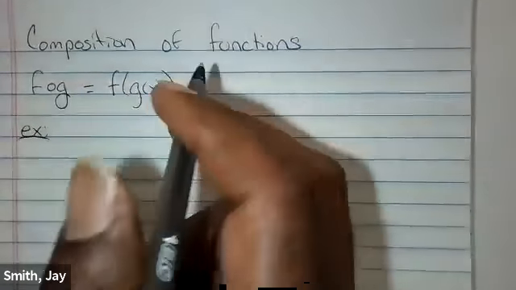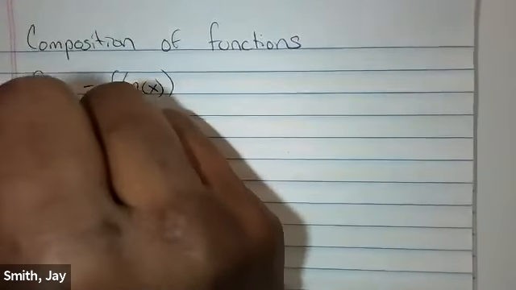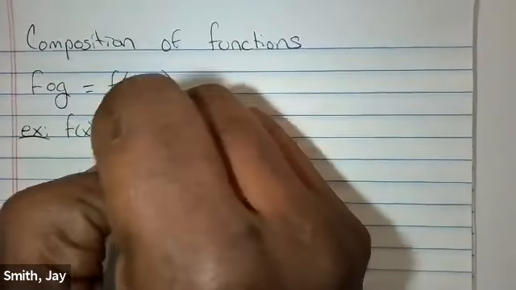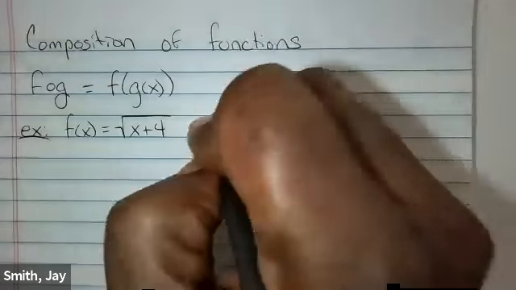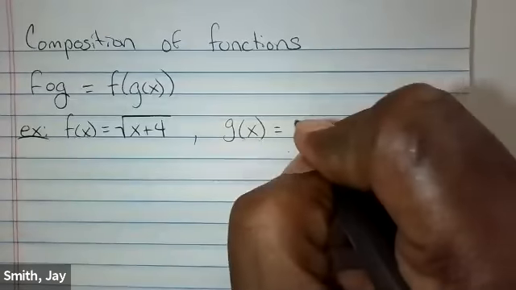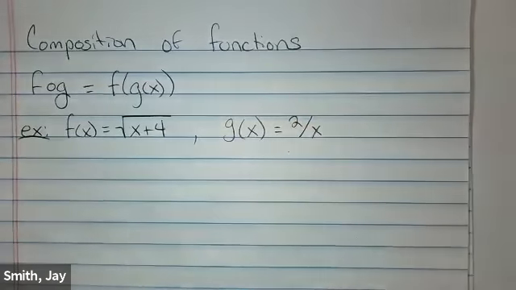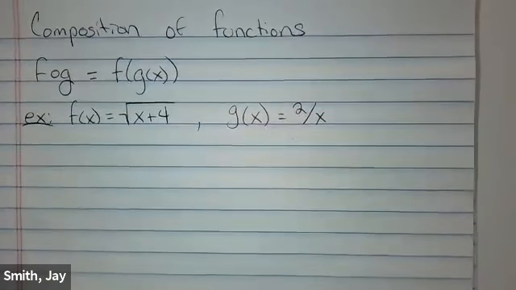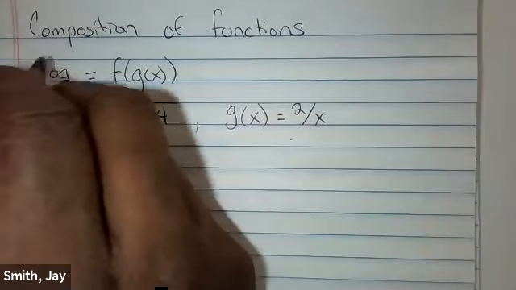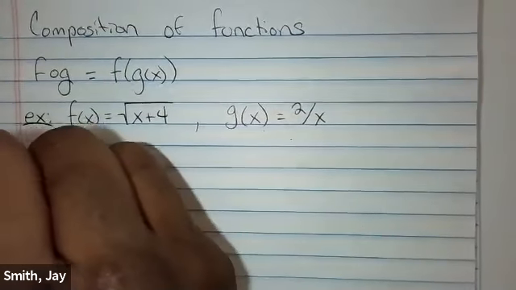All right, so for our first example, we're given f of x is equal to the square root of x plus 4, and g of x is equal to 2 divided by x. The first thing we're asked to find is f composed with g of 2.